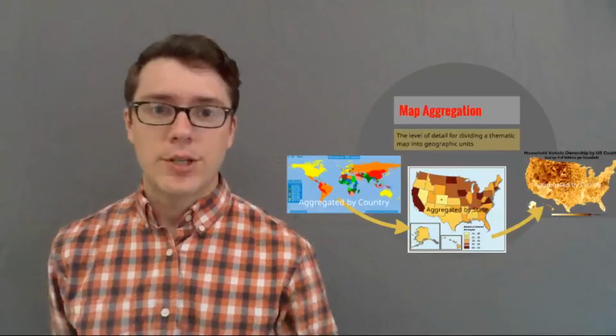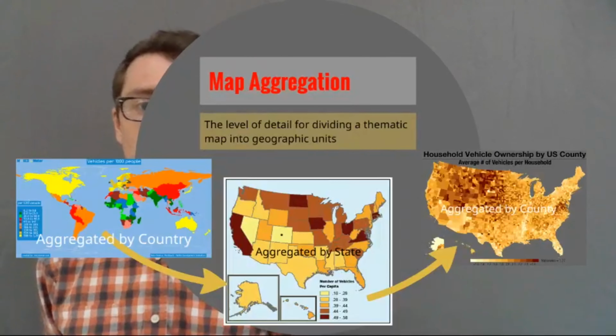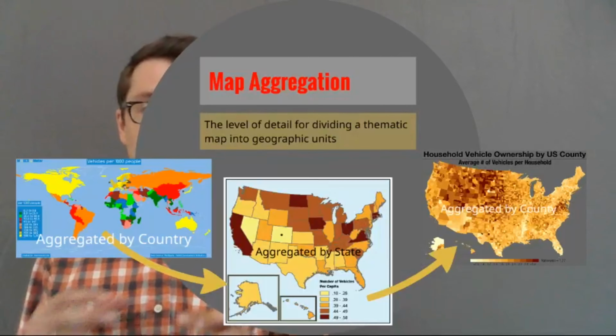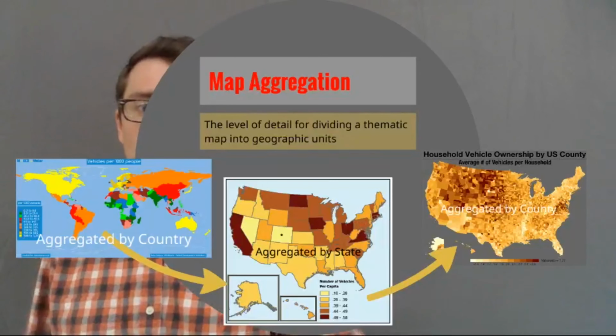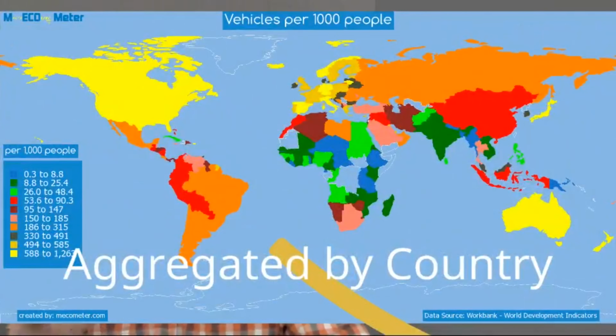Next, we have the map aggregation. Aggregation is the level of detail for dividing a thematic map into geographic units. So that's when geographers decide, how are we going to split up the information so people can understand it? So here are 3 examples of maps. This is vehicles per 1,000 people, but it's aggregated by country. So they decide to break it up at the country level. So you can see each country's level of how many cars per 1,000 people.